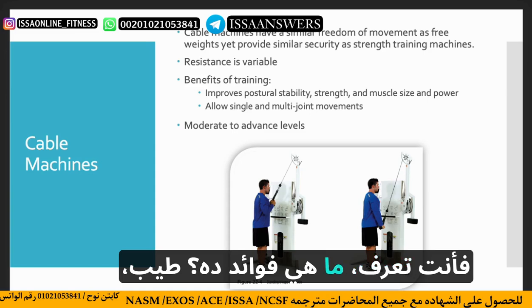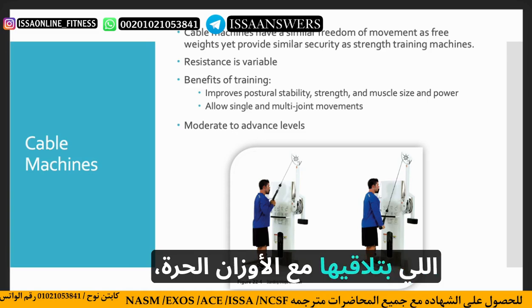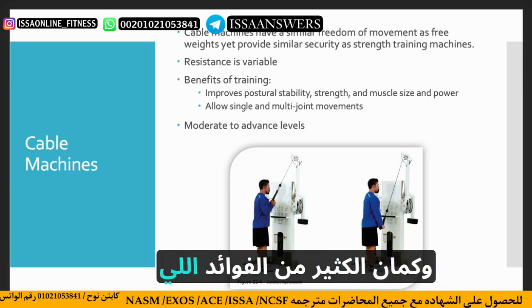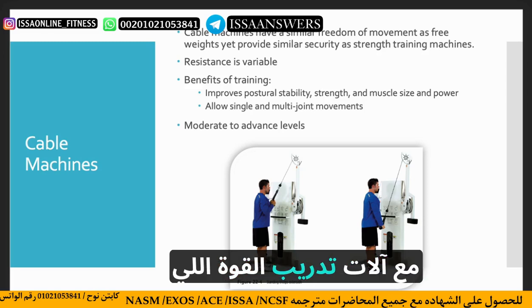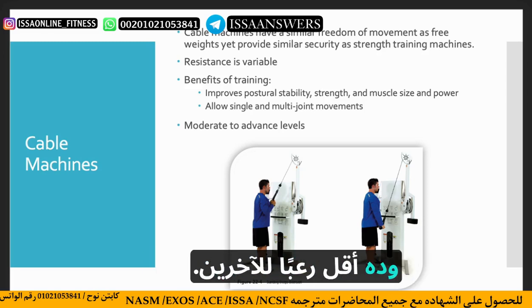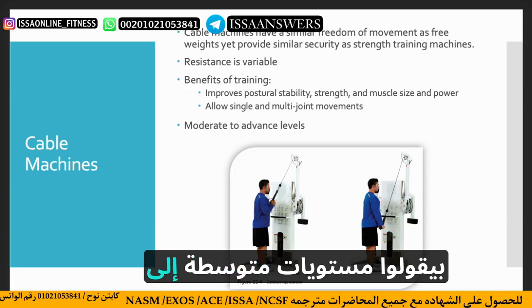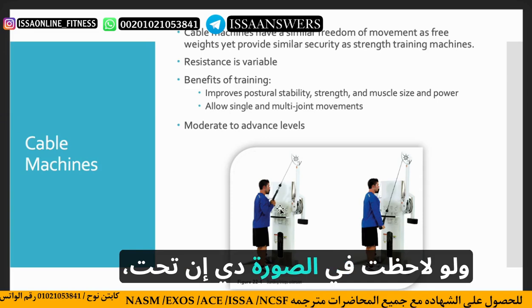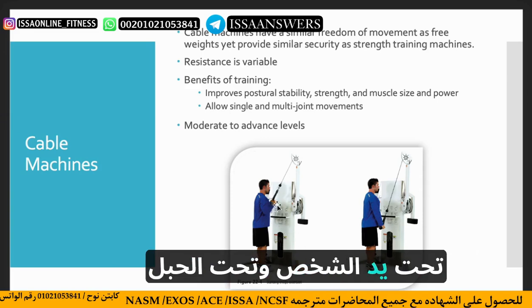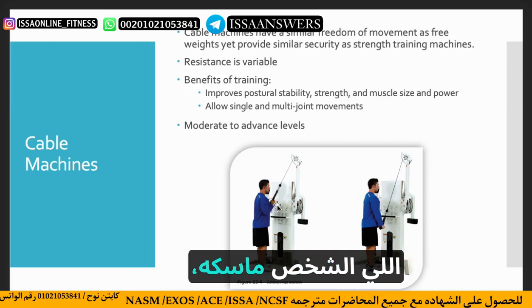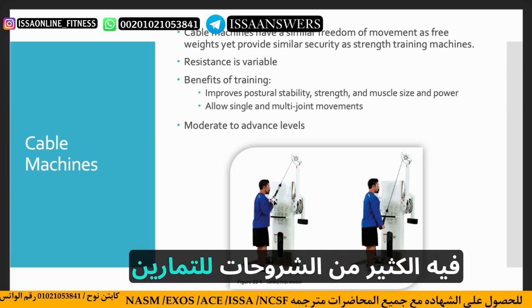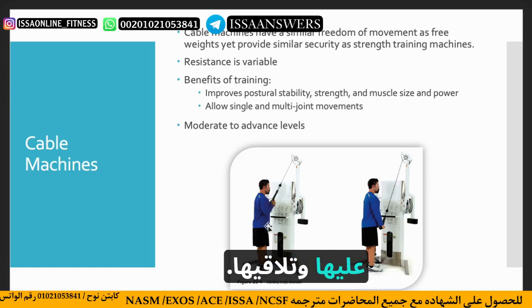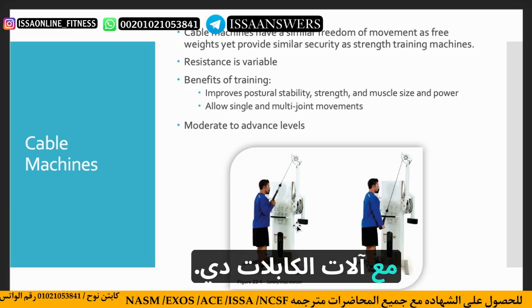So, what are the benefits? Well, it's a lot of the benefits you find with free weights, and also a lot of the benefits you find with the strength training machines. So it's kind of a good combination, and this is a little bit less intimidating for others. They say moderate to advanced levels. Well, beginners can use this too. And if you notice on this picture, right below the person's hand and below the rope the person's holding, there are a lot of explanations of exercises that people can walk up to and find. So sometimes you find those as well with these cable machines.